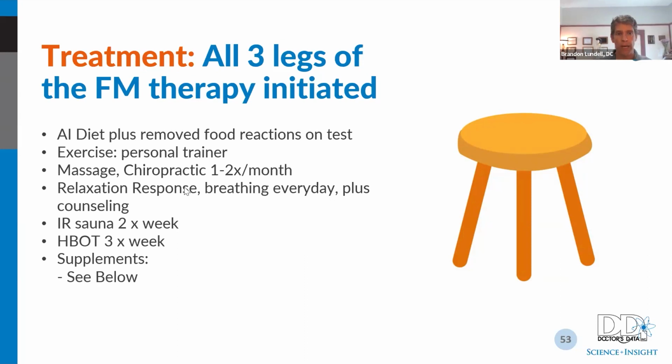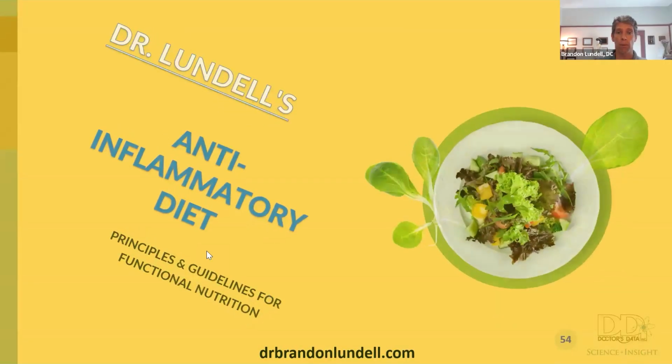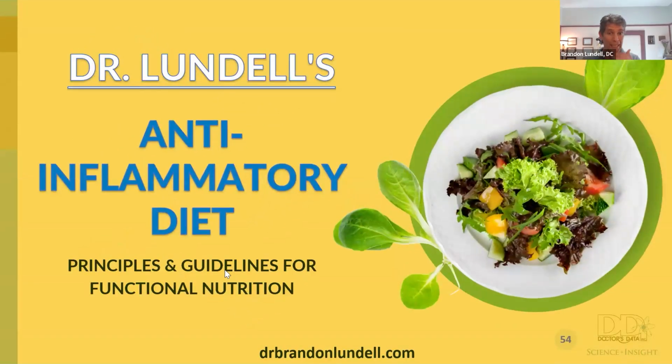We did massage, chiropractic, relaxation response, breathing techniques. She started some counseling to work with her stress. We put her in the infrared sauna twice a week and hyperbaric three times a week. And these are the supplements. Well, we put her on the anti-inflammatory diet. Again, you can go to my website to look at it.